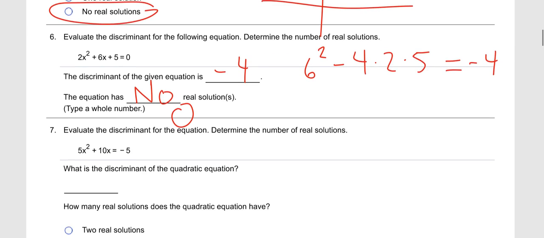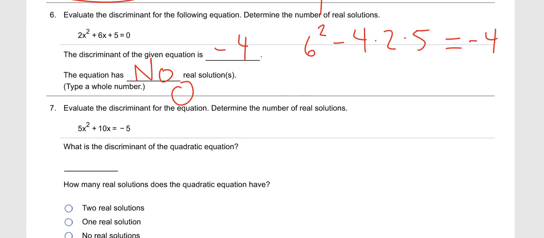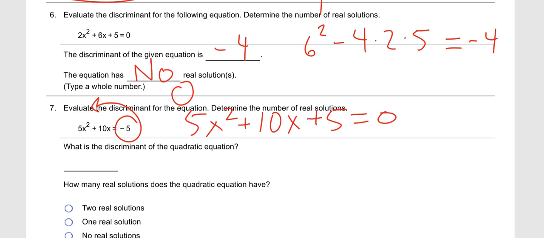Is question 7 ready for the... No. We're going to have to move that over. So 5x squared plus 10x plus 5 equals 0. Find the discriminant. Interpret what it means.